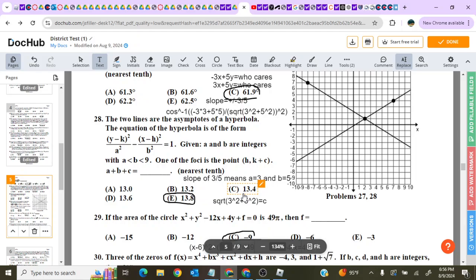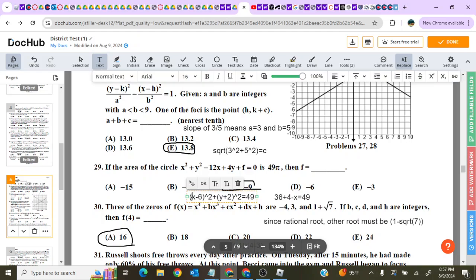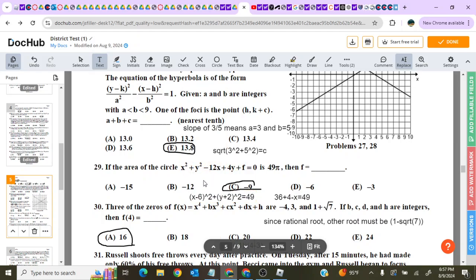If the area of the circle x squared plus y squared minus 12x plus 4y plus f equals 0 is equal to 49 pi, then what is f? Okay, what you've got to do is bring in this negative 12x and this 4y, and you've got to bring it back in.